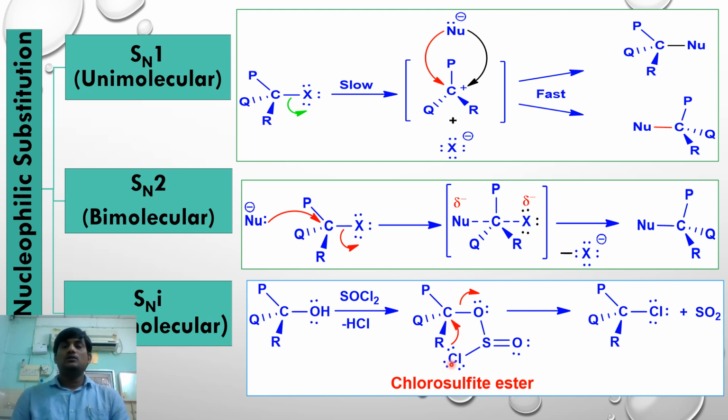In SN1, there is a retention and inversion of configuration. In SN2, there is an inversion of configuration. In SNi, there is a retention of configuration.